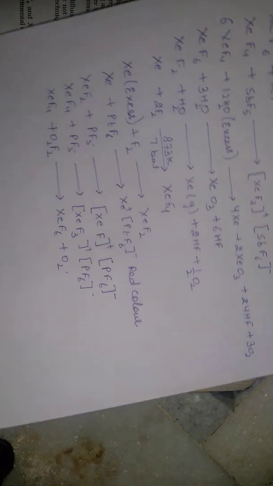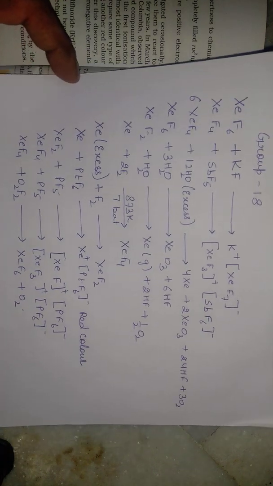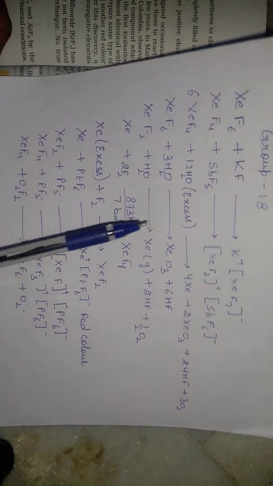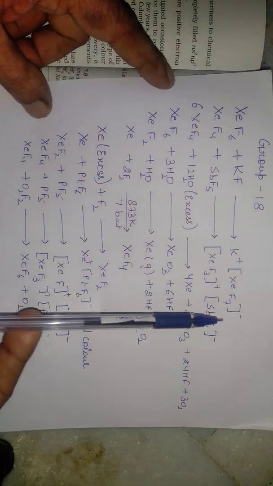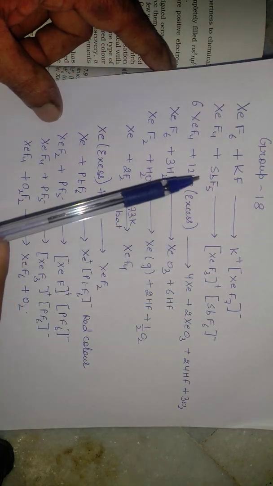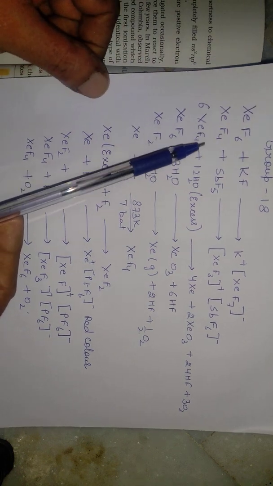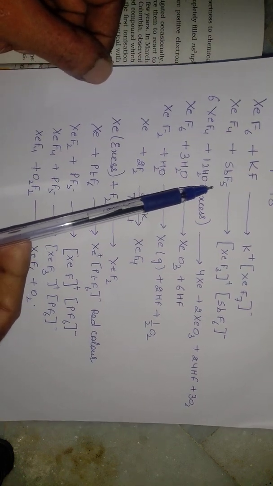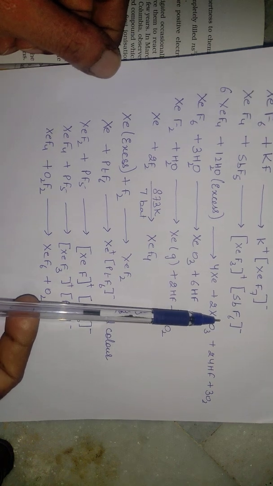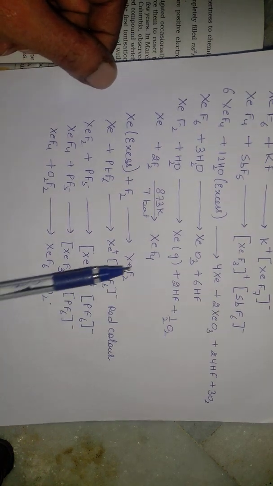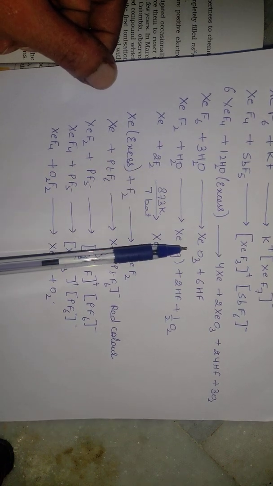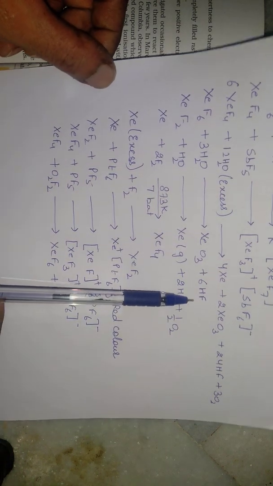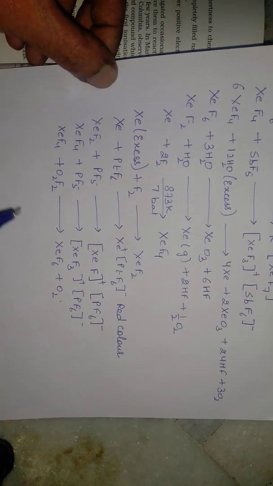Alright. Now the next one, group 18. Here you can see I have written multiple reactions of xenon compounds. Xenon hexafluoride reacts with potassium fluoride, resulting in the formation of a complex ion. Similarly, xenon XeF4 reacts with antimony pentafluoride SbF5, resulting in the formation of these ion complexes. So you can write down that xenon hexafluoride reacts with water, resulting in the formation of XeO3, and HF gets liberated. This is a very important name reaction.